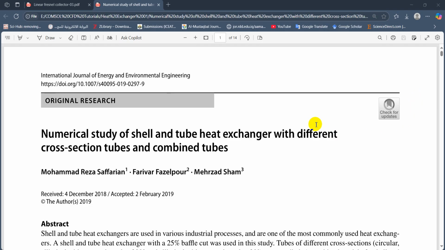The title of the paper, as you can see here, belongs to mechanical engineering, and the paper topic is on heat transfer, especially on the topic of the heat exchanger. The title of the paper is Numerical Study of Shell and Tube Heat Exchanger with different cross-section tubes and combined tubes.